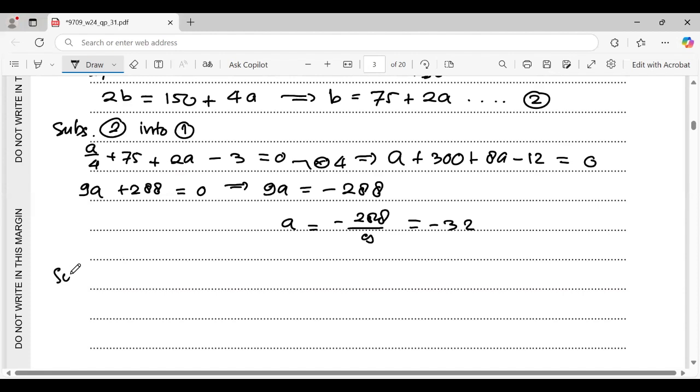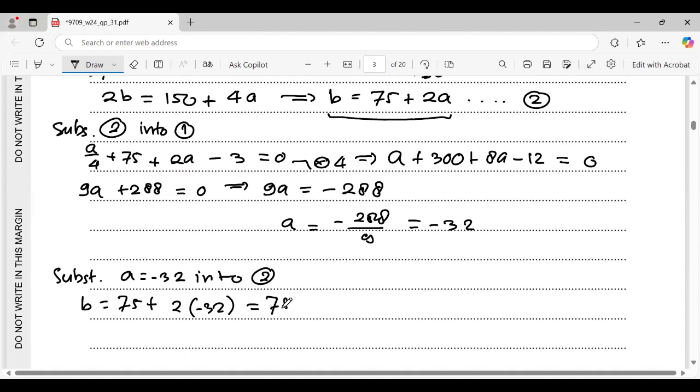Now substitute a equals minus 32 into equation 2. So b equals 75 plus 2 times minus 32. 75 minus 64 is 11. So a equals minus 32 and b equals 11.